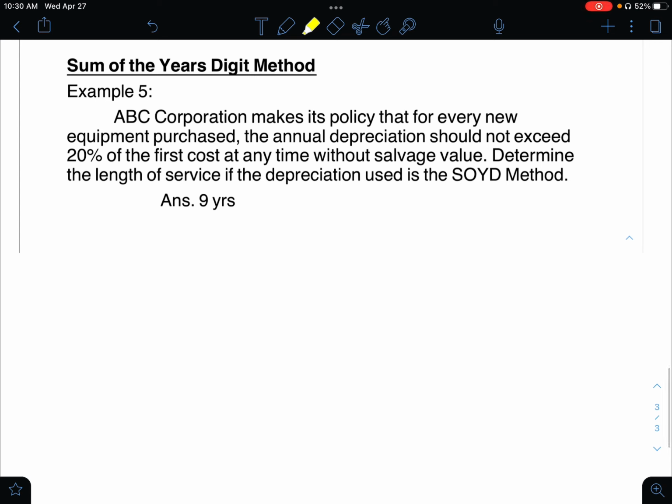Now, for problem number 2, ABC Corporation makes its policy that for every new equipment purchased, the annual depreciation should not exceed 20% of the first cost at any time without salvage value. So determine the length of service if the depreciation used is the SOYD method. Okay. So, what is given to us now, class, is that it should not exceed 20%. So that is P is less than or equal to 20%. And then, what is the useful life in years?